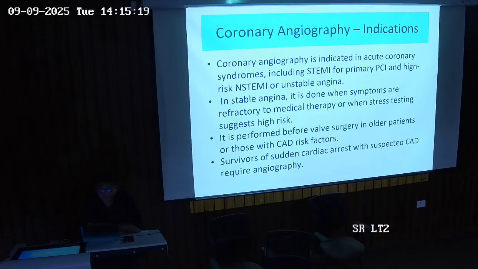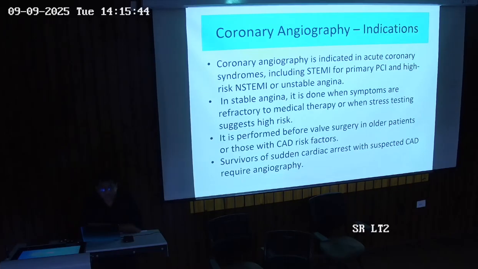In stable angina, the patient has chest pain only on exertion, not at rest. That comes under the category of stable angina. In that condition, angiography is done when symptoms are refractory to medical therapy, or sometimes when stress echo is positive in a patient with stable angina refractory to medical therapy.